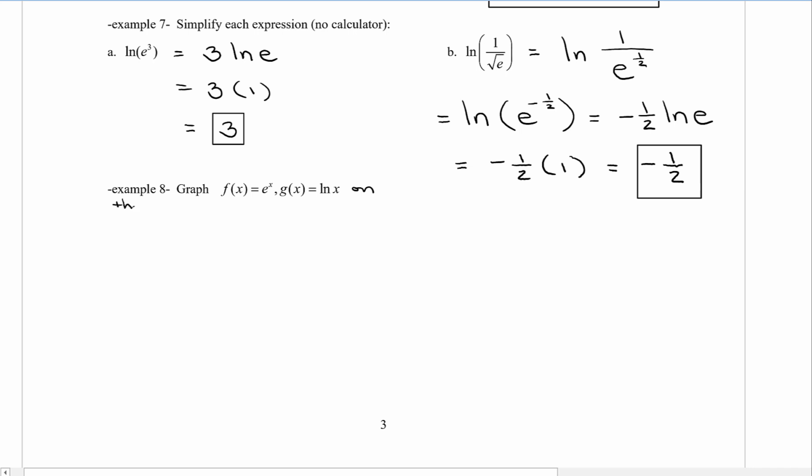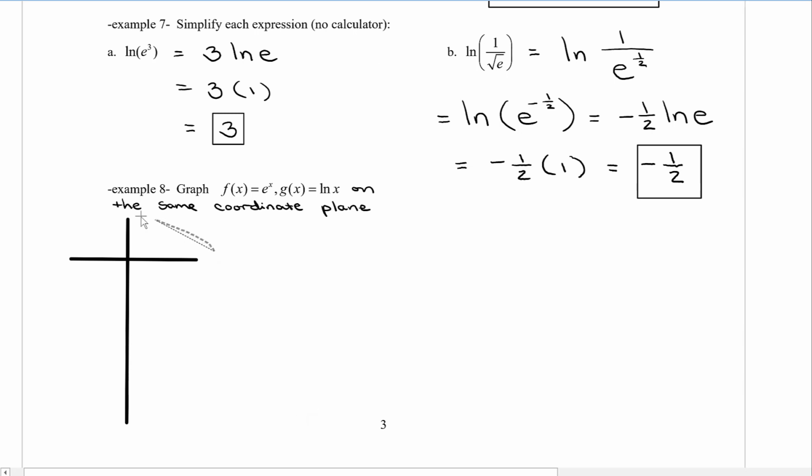And I'm going to write in on the same coordinate plane. So we want to graph two functions on the same plane, f of x here and g of x. In order to do this, we need to find some ordered pairs. So I'm going to create a table of values. It's going to be a 2-column table.